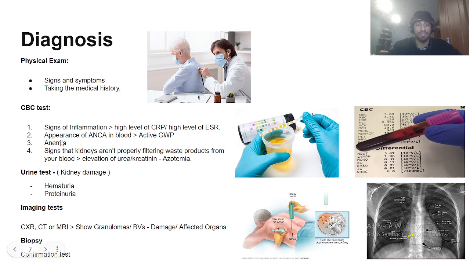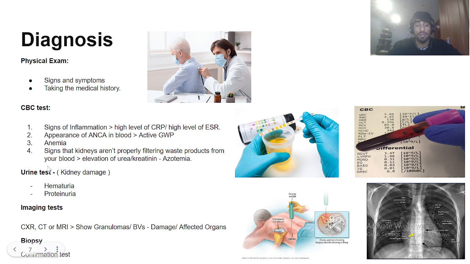confirmation by the appearance of ANCA or anti-neutrophil cytoplasmic antibody in the blood, and also we can see that there is actually an active granulomatosis with polyangiitis. Also, we can see typical anemia for this disease. Also, we can see signs that the kidneys are not properly filtering waste products from the blood, so it leads to elevation of urea or creatinine and azotemia.